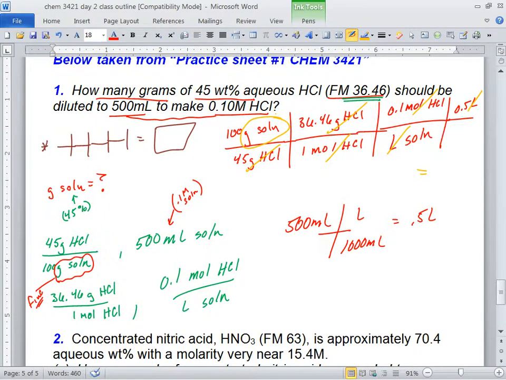So the order doesn't matter. Just whatever's on top, multiply. Whatever's on the bottom, you divide by. The order doesn't matter at all. So I got about 4.05 or so.